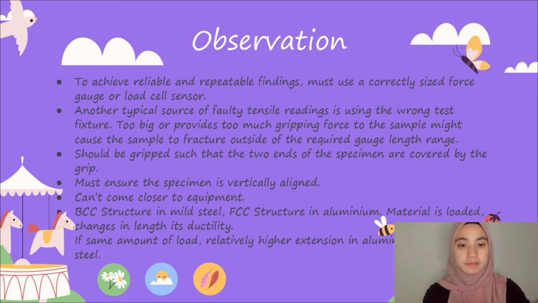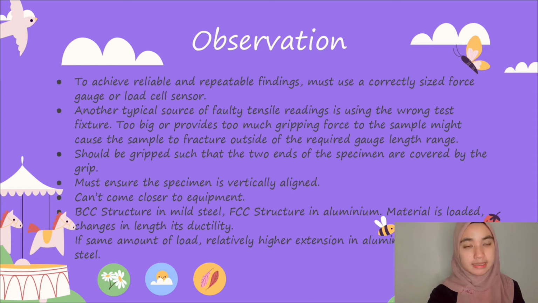It is important that the specimens are tightly gripped onto the specimen grips to prevent slipping, which will otherwise result in experimental error. Next, we must ensure the specimen is vertically aligned, if not, a torsional force rather than axial force will result. We cannot come close to the equipment when the tensile test is running and must always wear safety equipment.